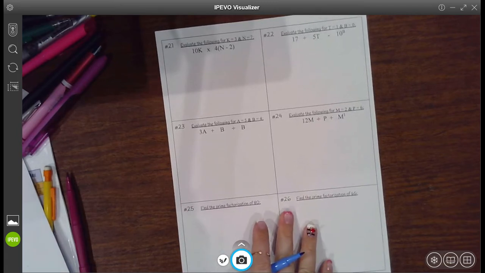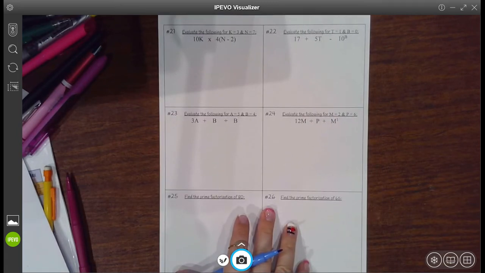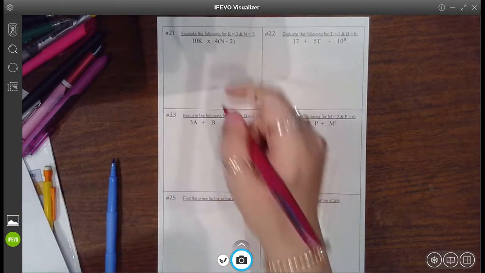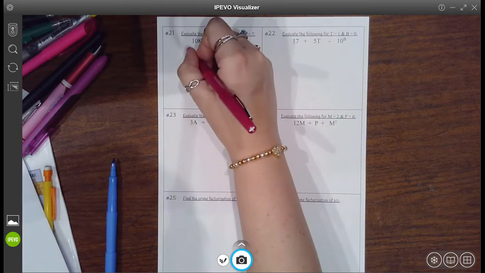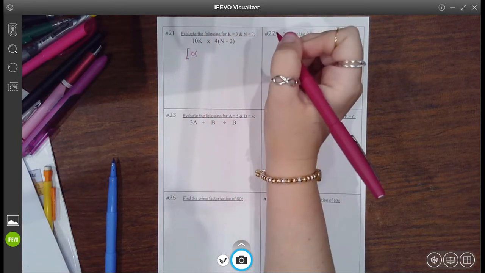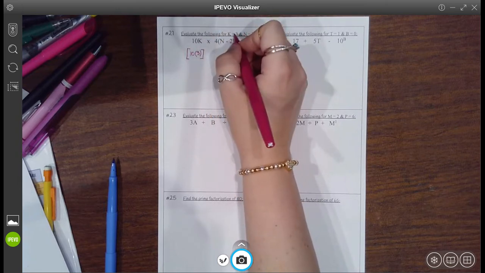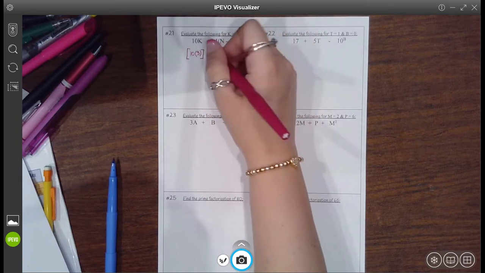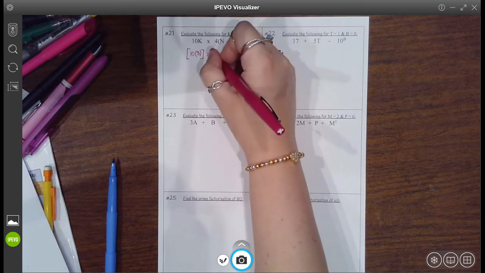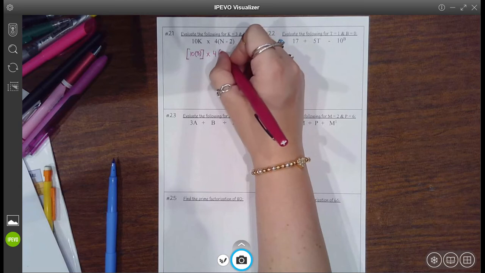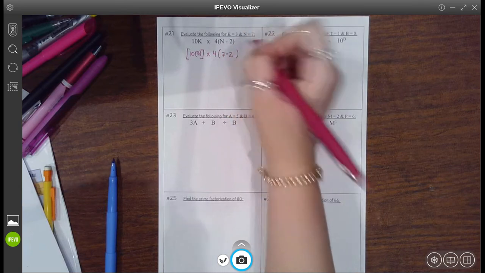It says 10k times 4 times n minus 2. Okay, so I have this singular term out in front here of 10 times k. K is 3. Because when you're evaluating, that just means you're substituting in what k and n are equal to. Times, and this one, I have that whole thing inside of parentheses. N is 7 minus 2.